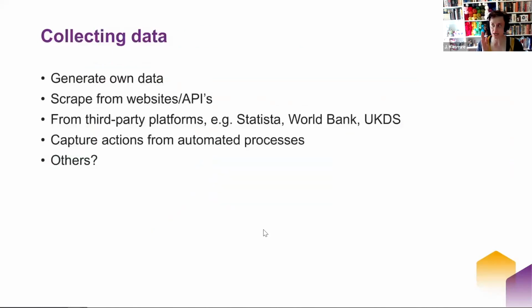So collecting data, we'll cover just really briefly. You can, of course, generate your own data. You can scrape data from websites using APIs. You can get third-party platforms, lots of other things. You can download data from them. You can capture actions from automated processes, like you can output the log from a GitHub repository or something that registers when people make commits. There's lots of other sources for getting your data. These are just some of the ways.